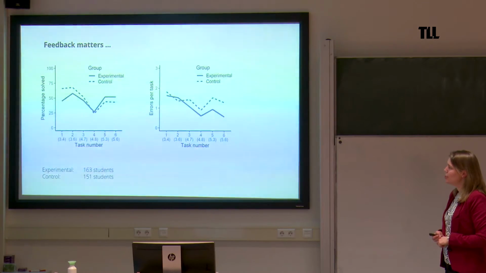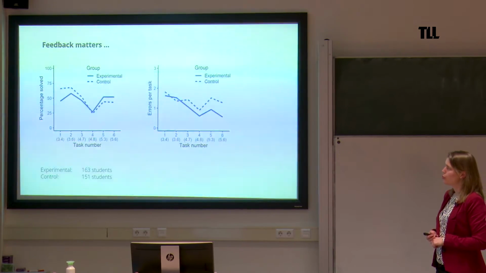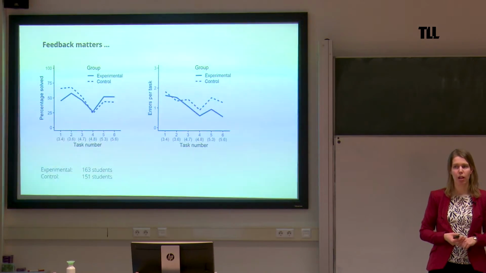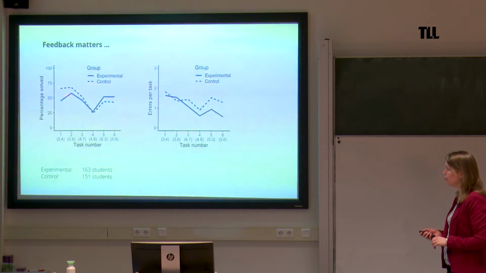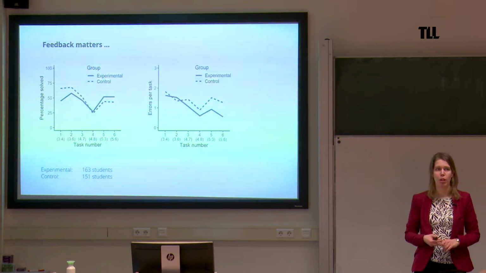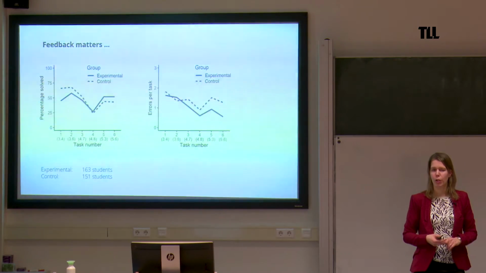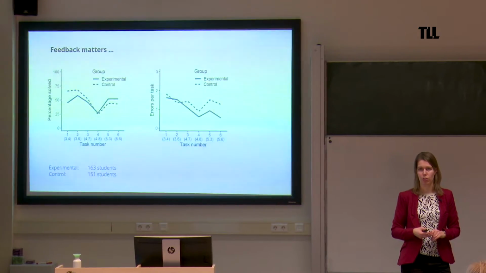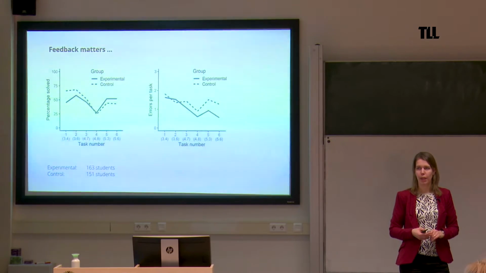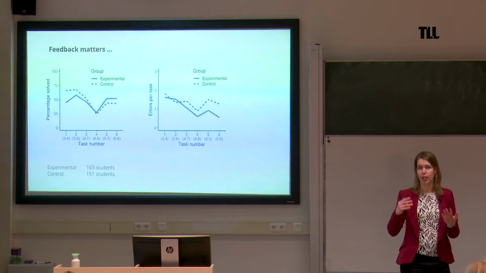So on the left-hand side, you see the percentage of students who solved each task in both groups. And you can see that in the beginning, more students in the control group solved the tasks than in the experimental group, percentage-wise. So in the beginning, for the students in the experimental group, it was more difficult to solve the tasks. And we think that that has to do with the stricter criteria.